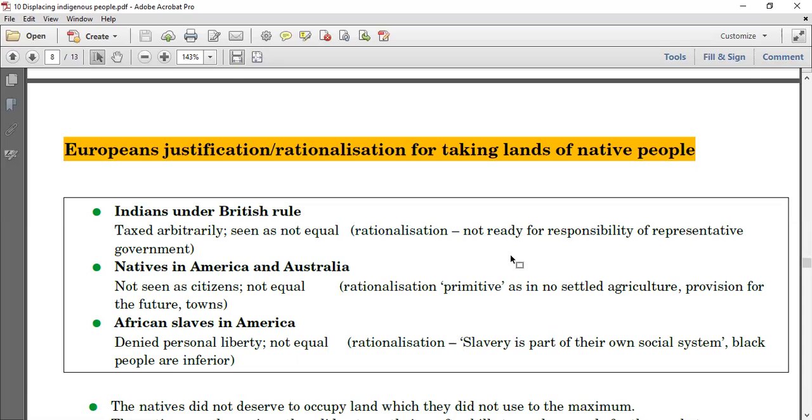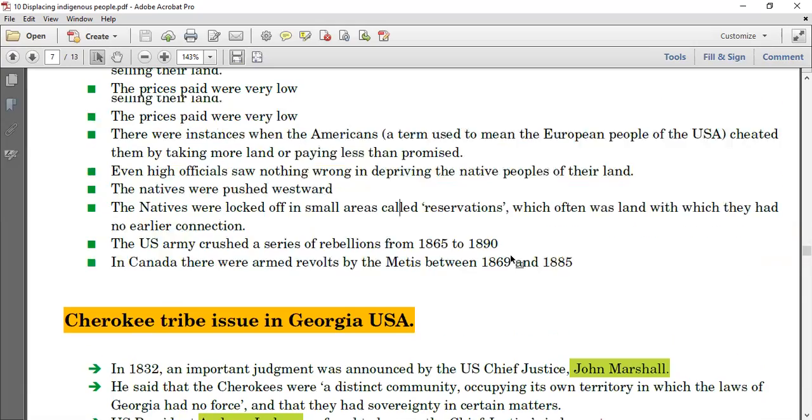Natives in America and Australia were not seen as citizens and they were not considered equal. The rationalization was that they were primitive, as in no settled agriculture, no provision for the future, and no towns. According to them, there was no need to consider them equal. African slaves in America were denied personal liberty and were also not considered equals. The natives did not deserve to occupy the land which they did not use to the maximum.